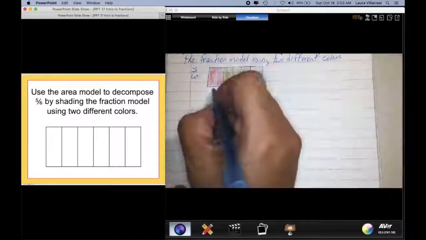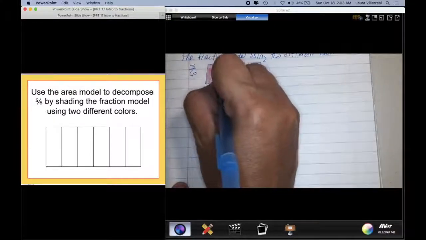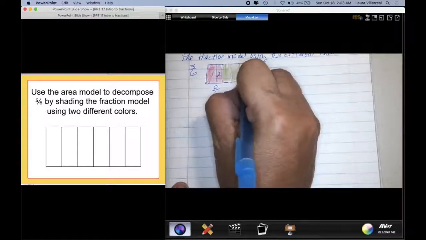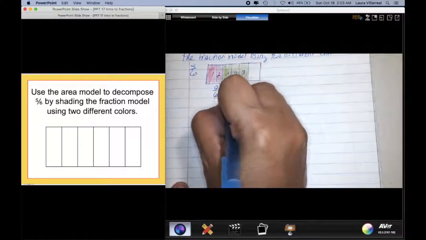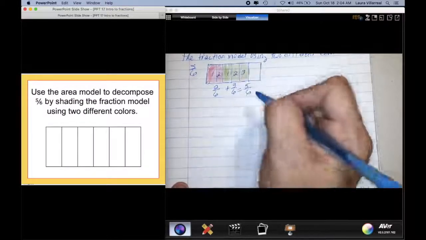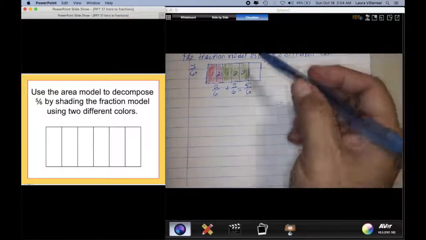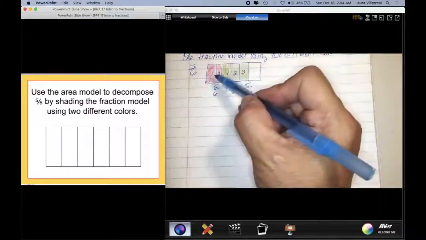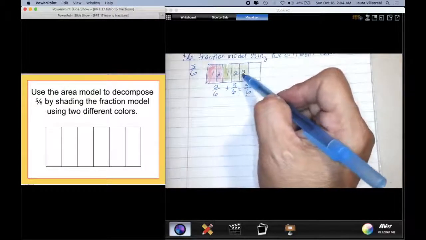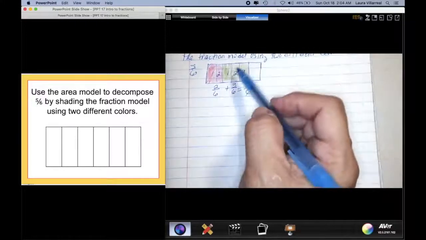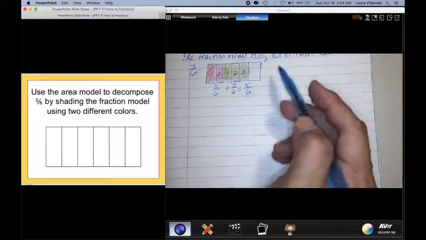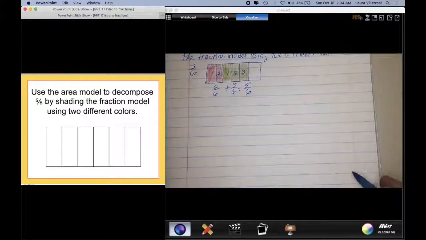So what I'm representing here is there are 2/6 and 3/6 equals 5 out of 6. One, two in one color, and then one, two, three in another color, and they give me a total of one, two, three, four, five out of six. Okay.